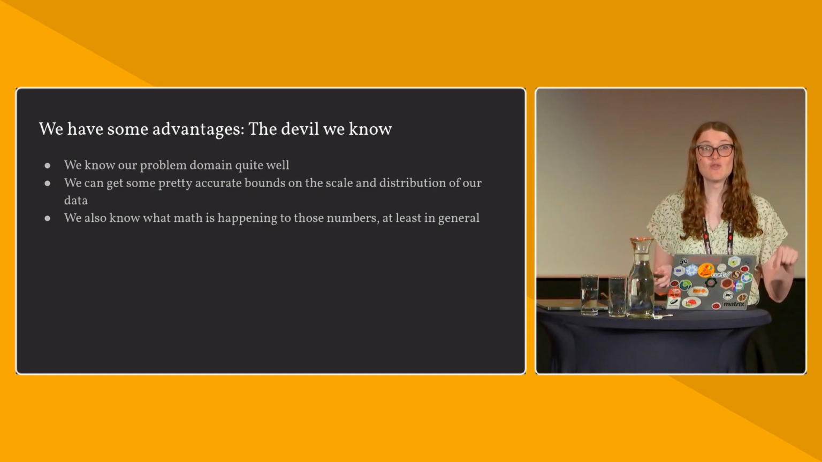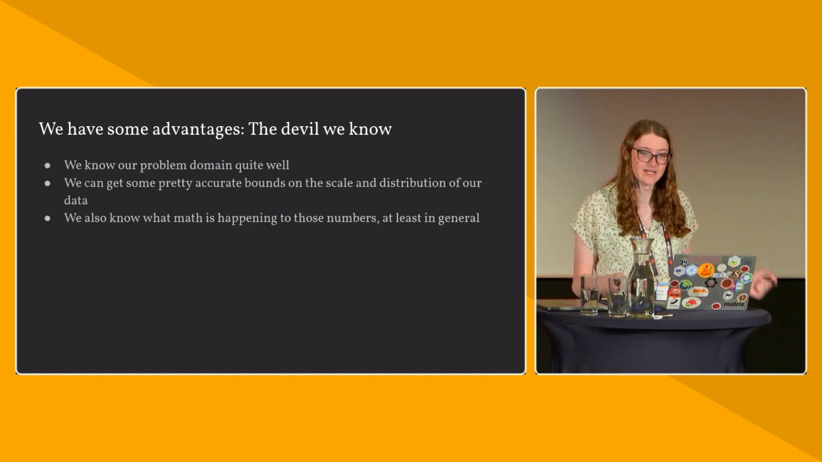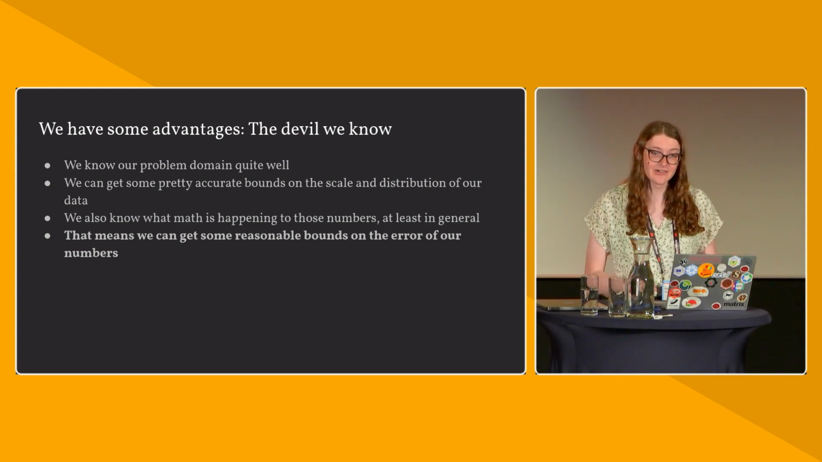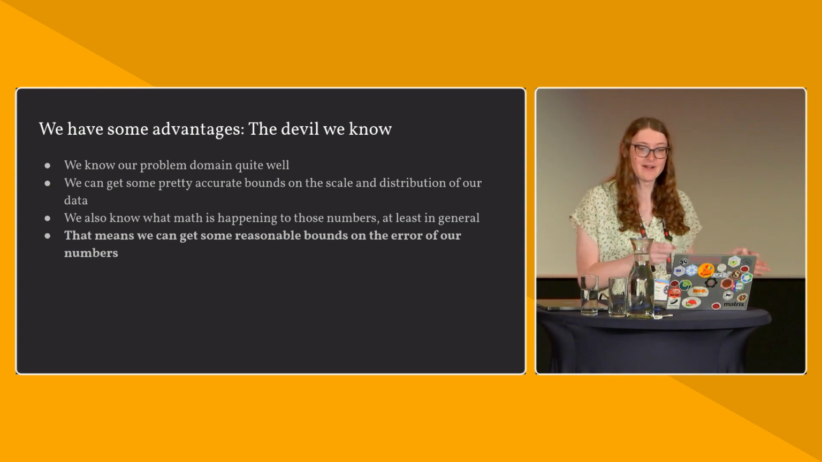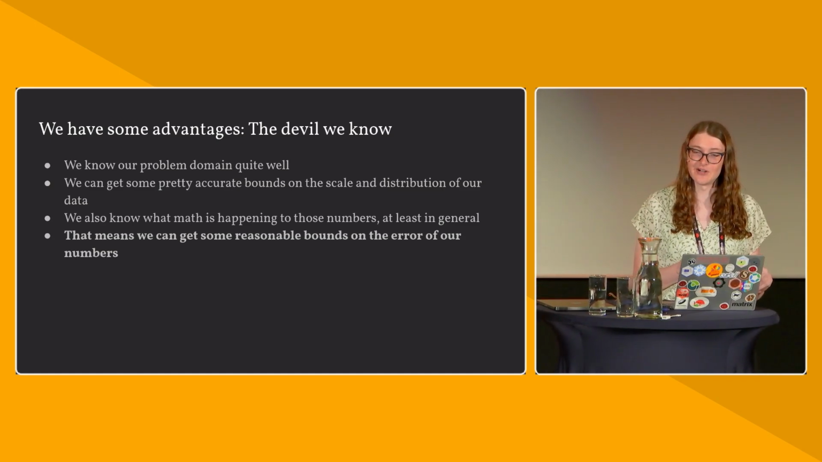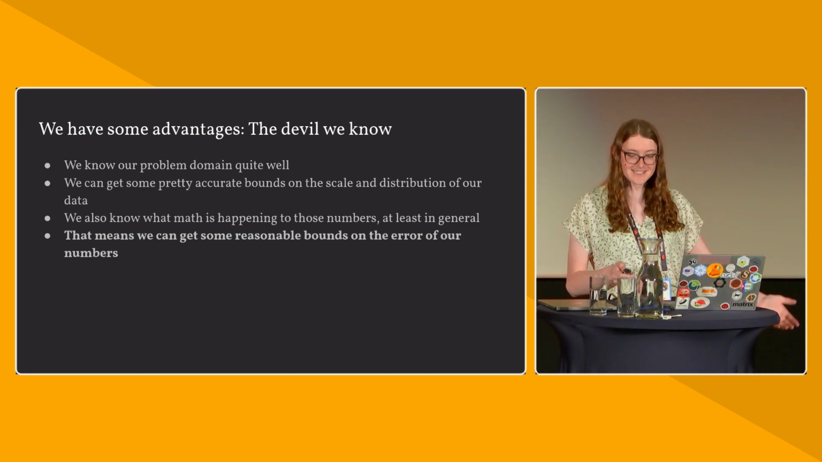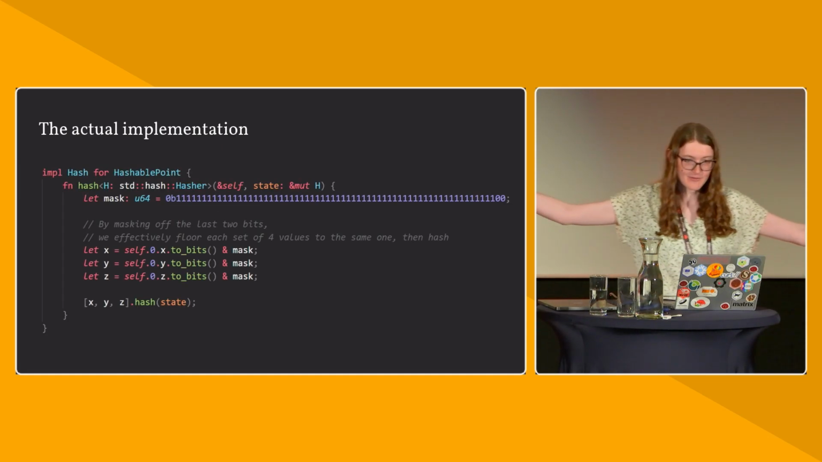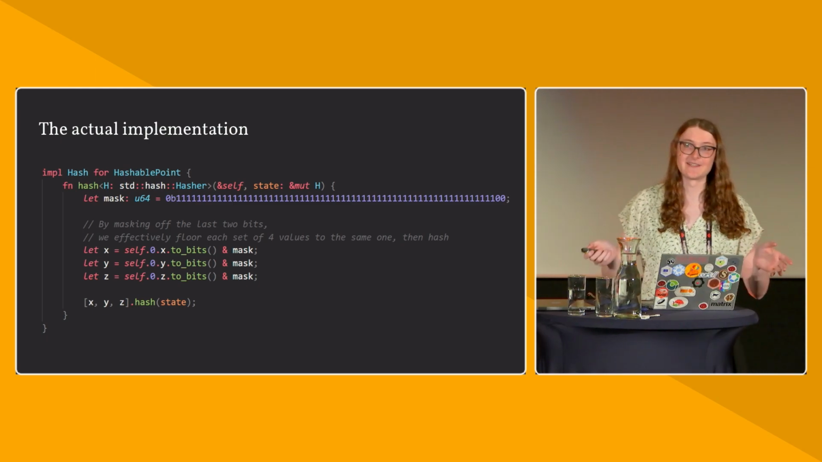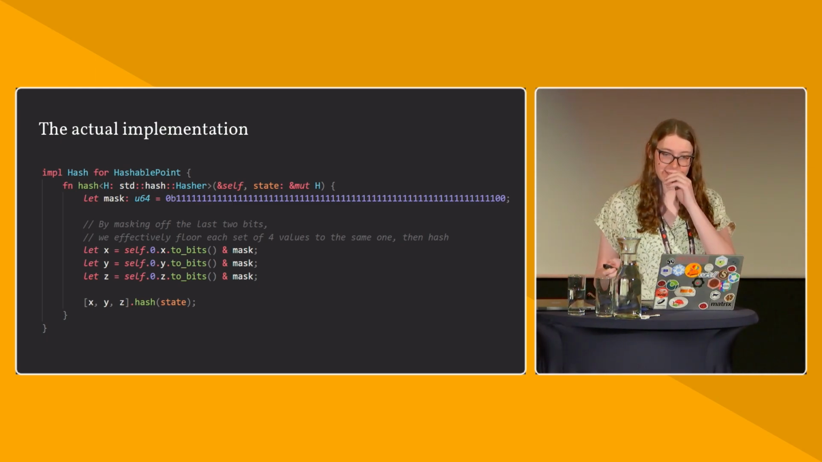Additionally, we know what math is happening to those numbers. And all of that means we can get some reasonable bounds on the error of our numbers. If we can bound the accuracy of our values, we can be pretty confident that we're not going to get any false positives on our cache, which means we did it. And that means we can look at the actual implementation that I wrote. This isn't the literal implementation, this is a slightly simplified version, but it's essentially the same idea.